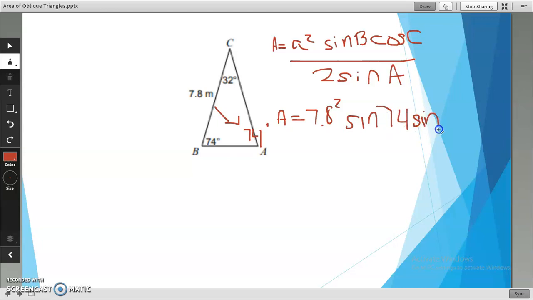Sine, it doesn't matter which one I actually put first, but it does matter which one is my A, right? So that's sine of 74. Notice that my sine of 74, I got one up top and the bottom. I can cross these out because they're exactly the same, so I don't want to do extra work.